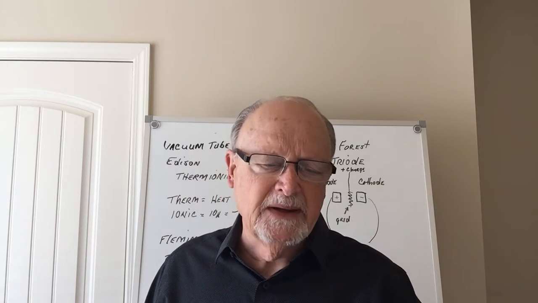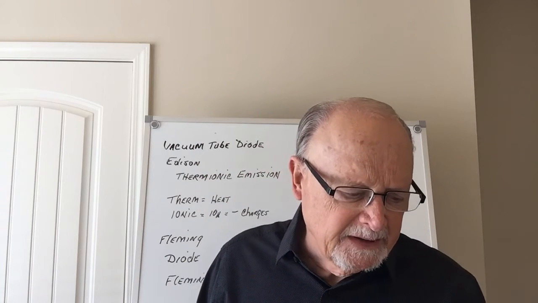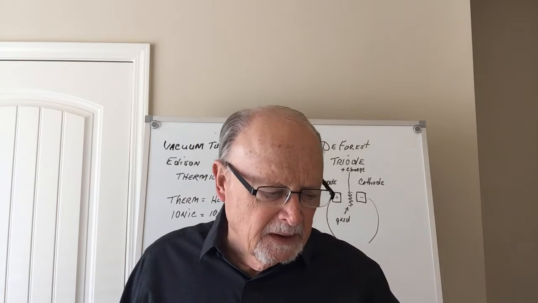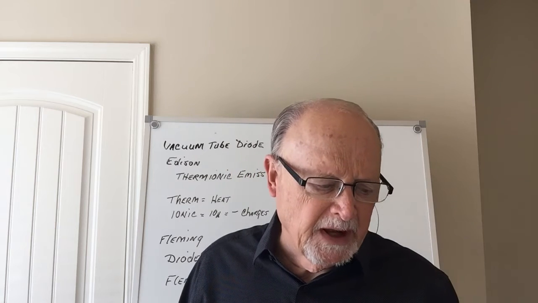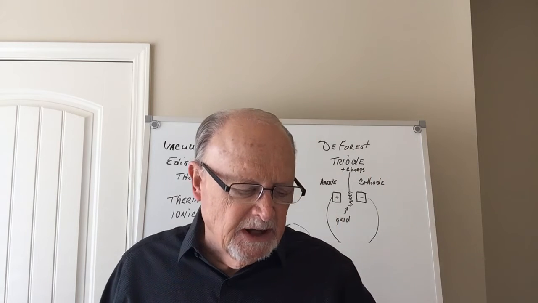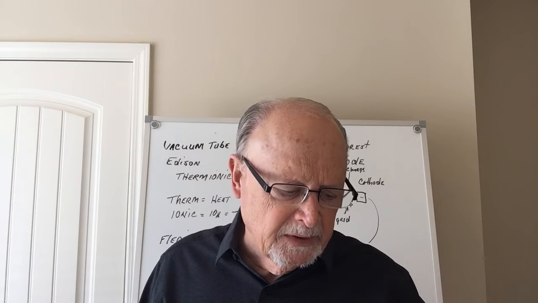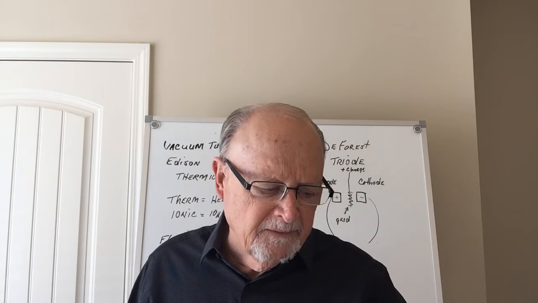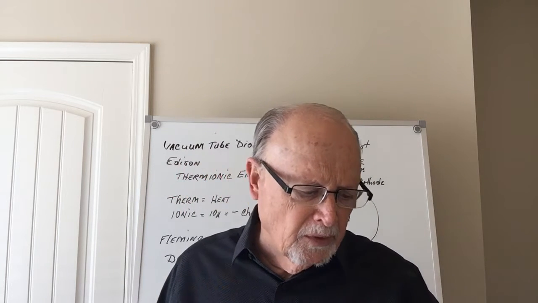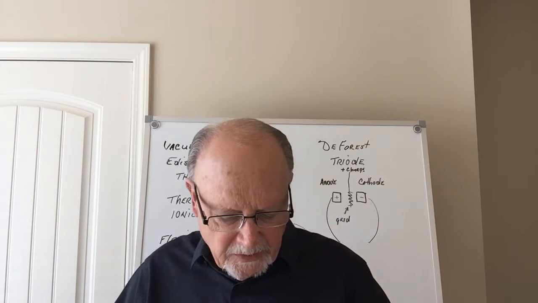Let's read a little bit here. It says in 1906, two years after Fleming invented the diode, an American inventor, Lee DeForest, modified it by inserting a wire grid between the cathode and the anode of the diode tube. And because the addition of the grid gave it three electrodes instead of two, the DeForest vacuum tube is called a triode. Instead of just two electrodes, it has three.